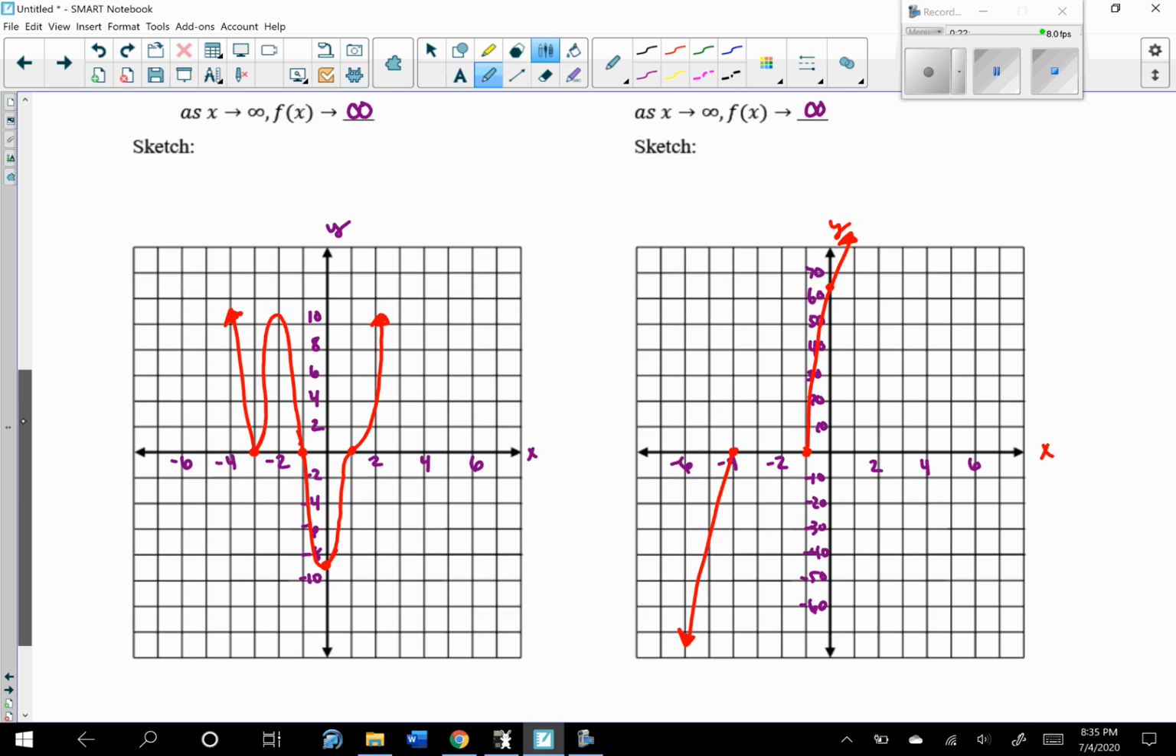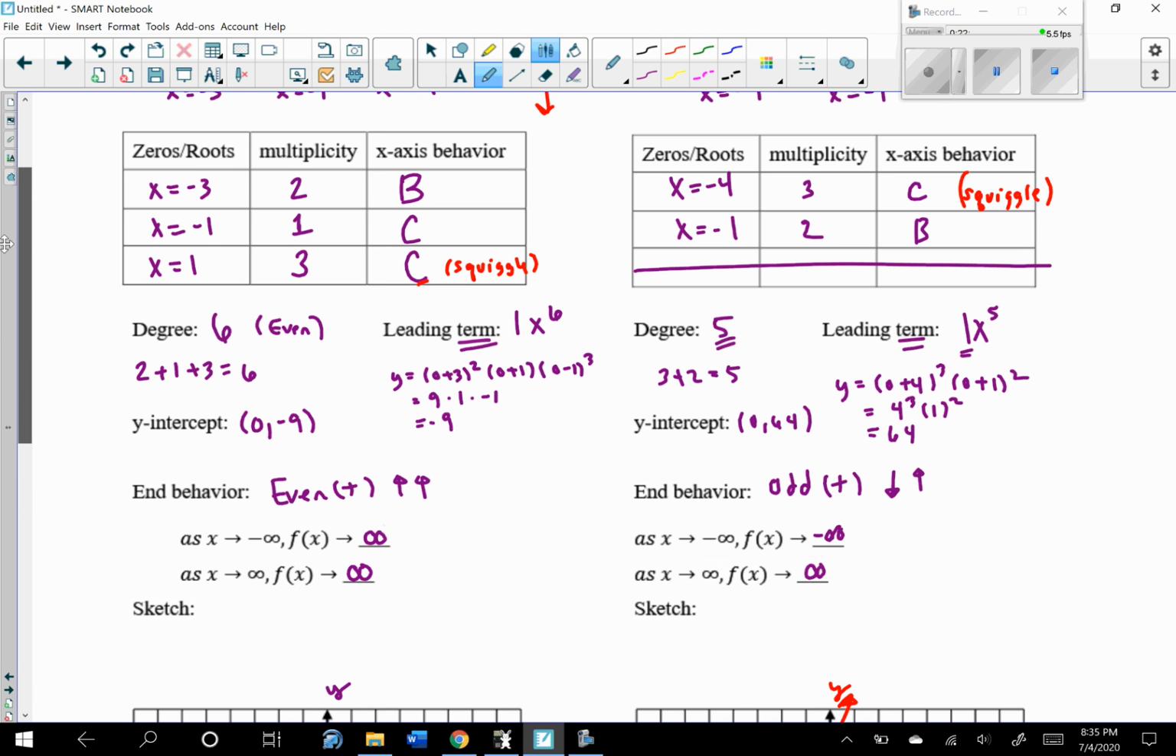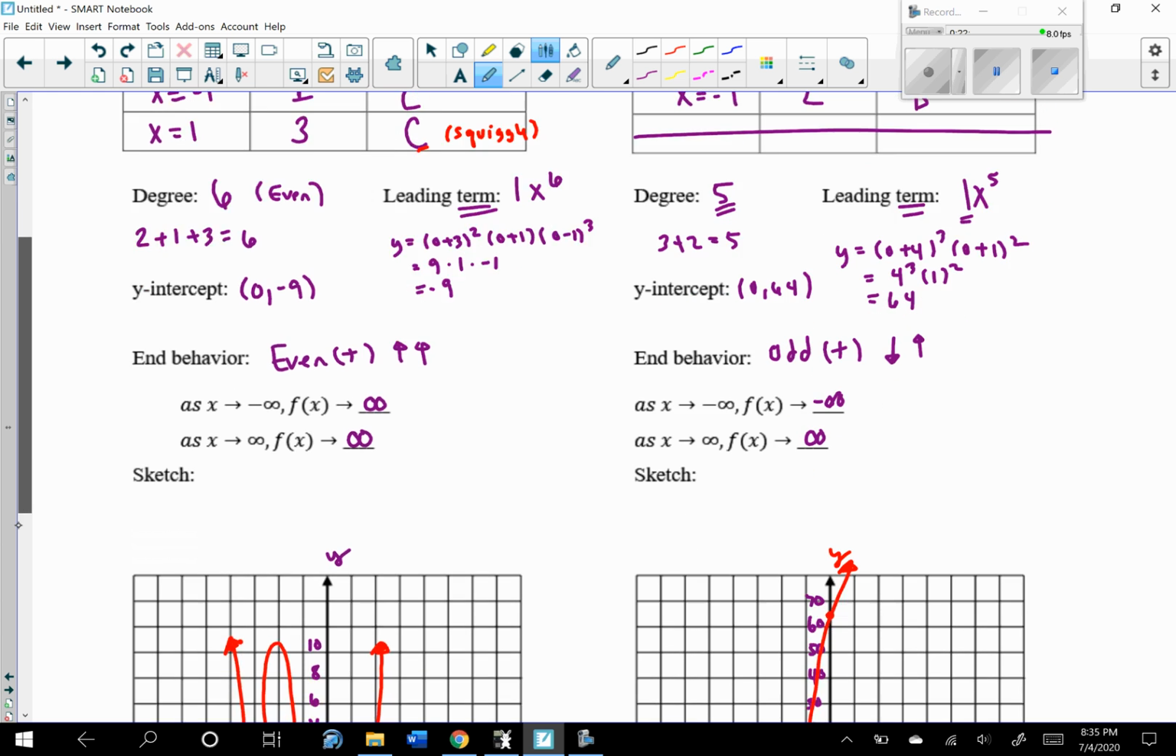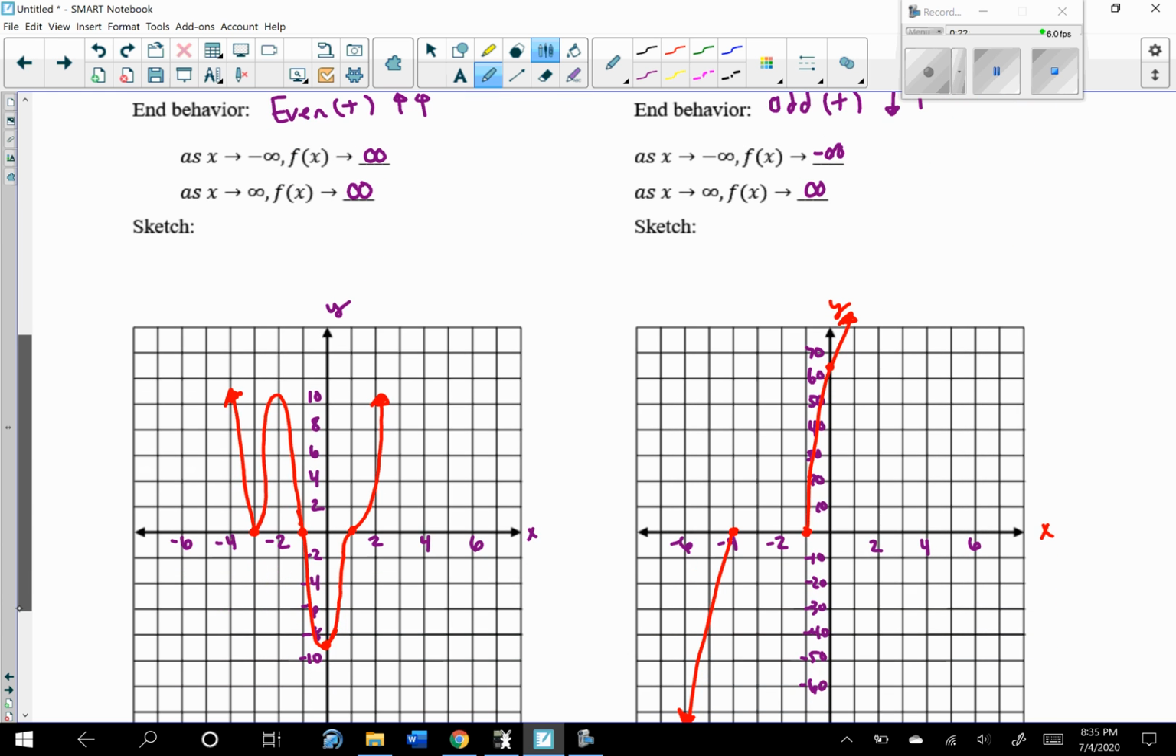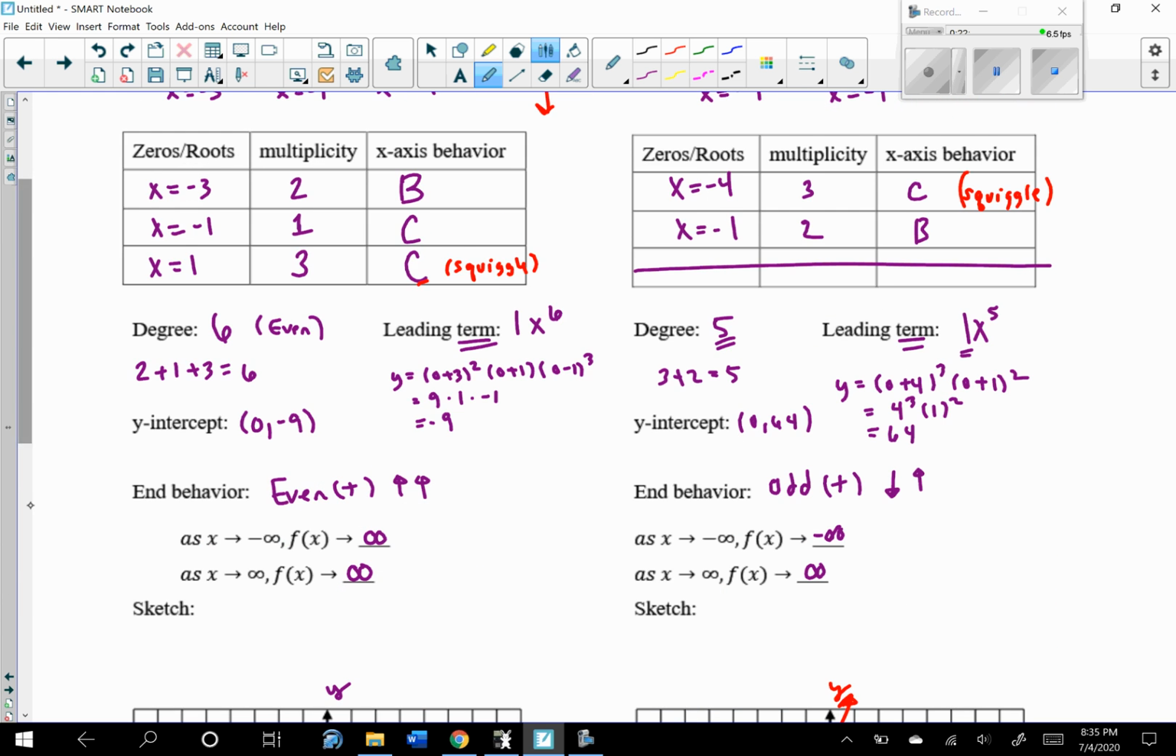And then what happens in the middle? Again, use your multiplicity. So in the middle, remember we said that at negative 4, it's a cross. Since it's to the third power, think about a cubic function. It's going to make that squiggle. Then the next one is an even multiplicity, so it's going to bounce, hit the x-axis, and go back.